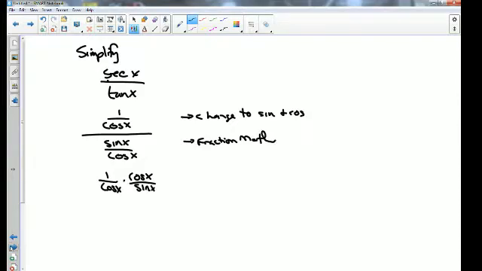So the cosines cancel, boom, boom. 1 over sin x, which equals cosecant. 1 over sin x is CSC, cosecant. Here we've used more fraction math, right? And here we are using an identity. So again, another one where we've used all 3 of those tips. Basically like saying, oh, this is equal to this. So that one's a little shorter, right?